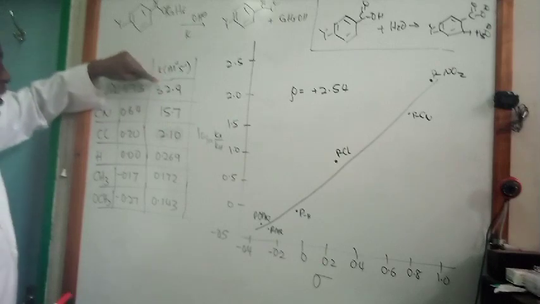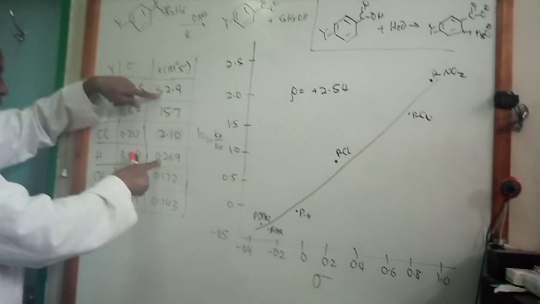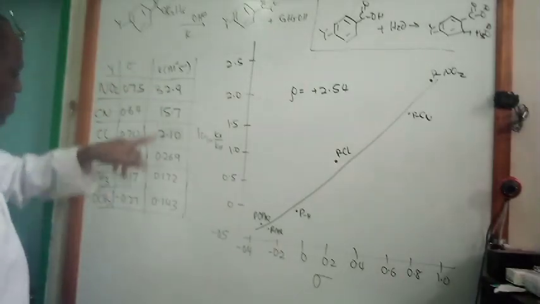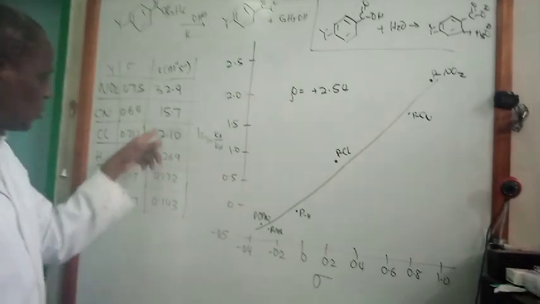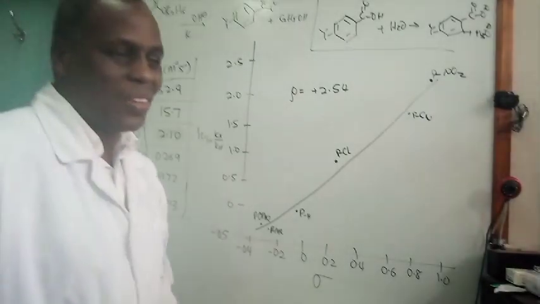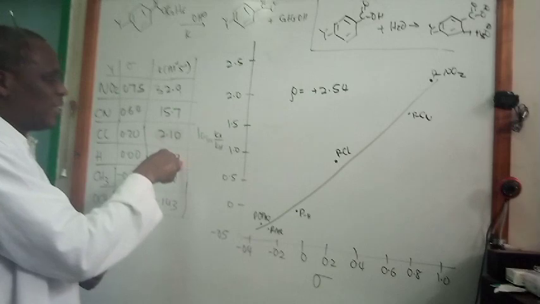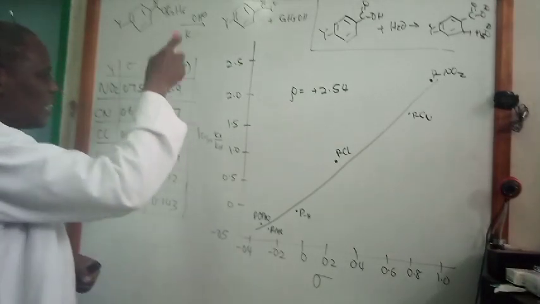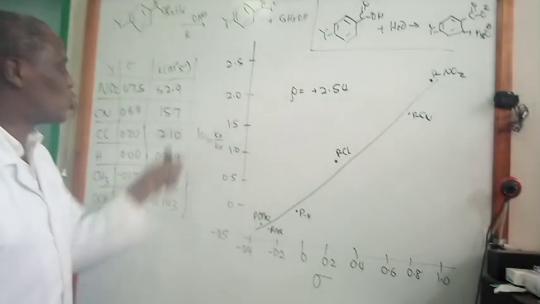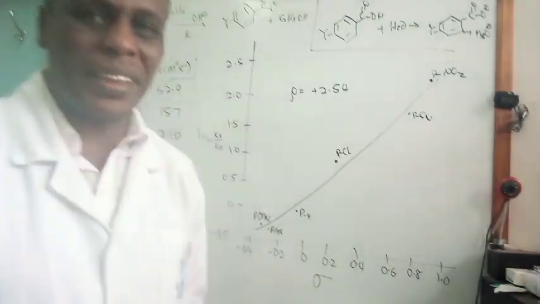You take the rate constant for the nitro group here, and you divide by the one from the unsubstituted benzene. So this figure you divide by this, and you're going to get whatever figure. I think it will be over 100, maybe 200 and something. 32 divided by 0.269, it will be something like 200 and something.